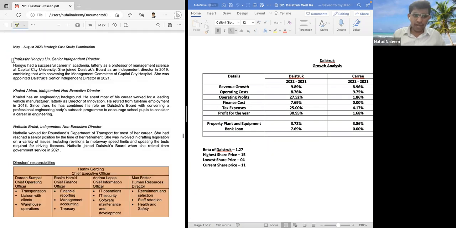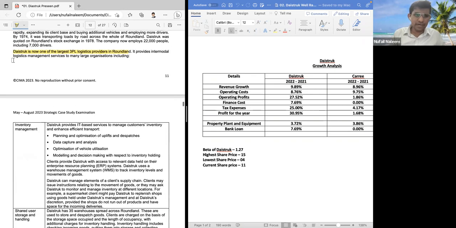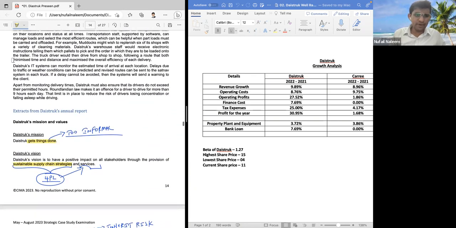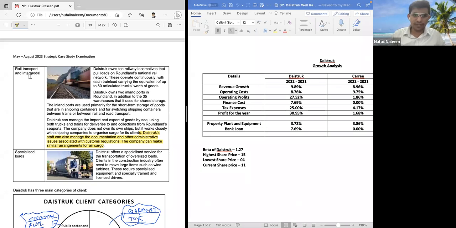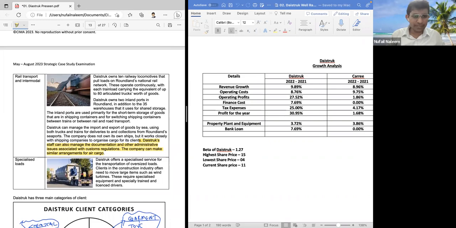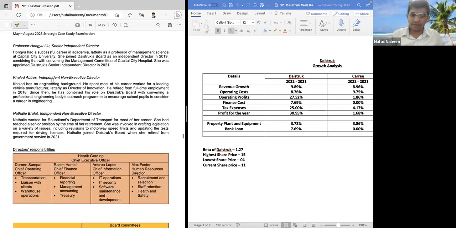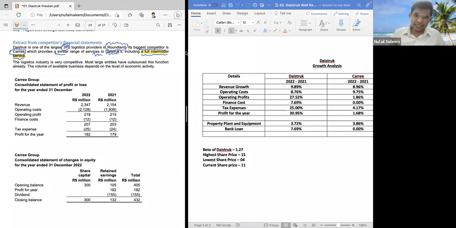Now, I'll just quickly take you to our business process so that you will understand it more clearly and more efficiently. Students, if you observe our business, Daistruk, we have inventory, shared user, outsourced, railway, everything. And then, if I am not mistaken, we do have an intermodal. So they are telling we have an intermodal only. Now, students, I just want to ask you a question. What does the understanding of full intermodal mean? Any idea, students? Here we are having rail transport and intermodal they have mentioned, and that's very clear for us.